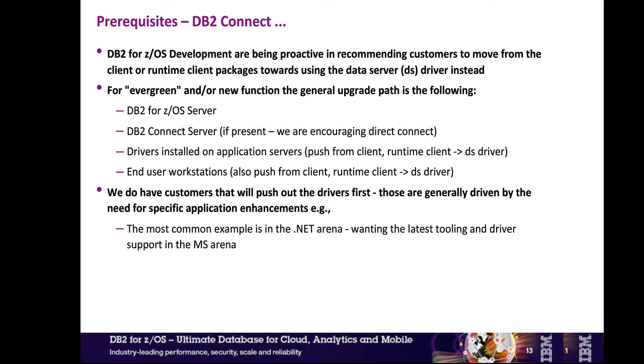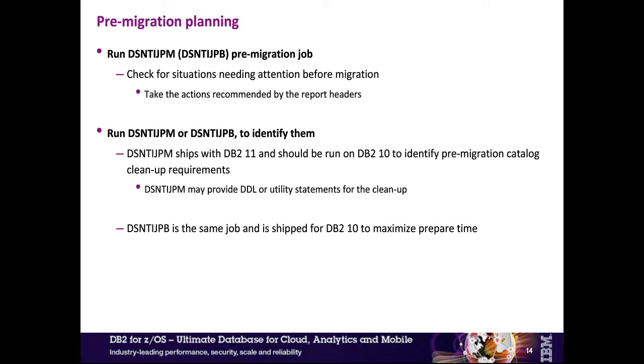On slide 14, I want to discuss pre-migration planning. There's a job provided with both version 11 and version 10, which you should run to identify incompatible changes. On version 11, this job is called DSNTIJPM, and this checks the situations requiring attention. This same job is actually shipped with version 10. It's called DSNTIJPB, and this enables you to get a head start whilst running on version 10 to run this job, identify the incompatible changes, and clean up earlier before you migrate to version 11. Now let's turn to slide 15.